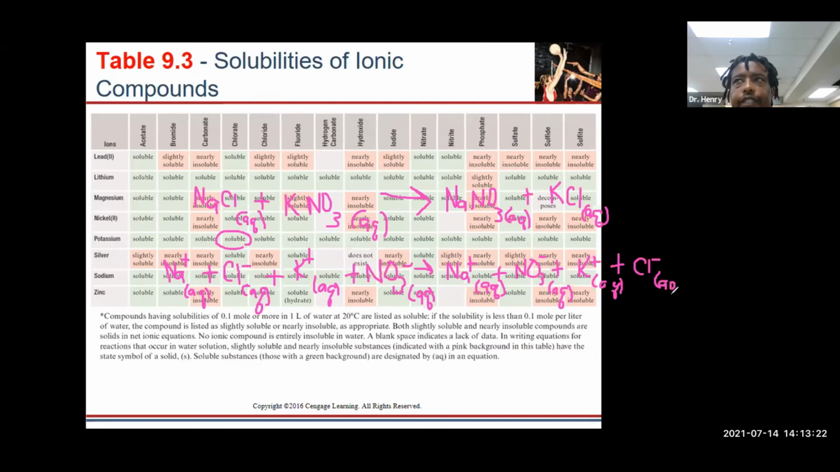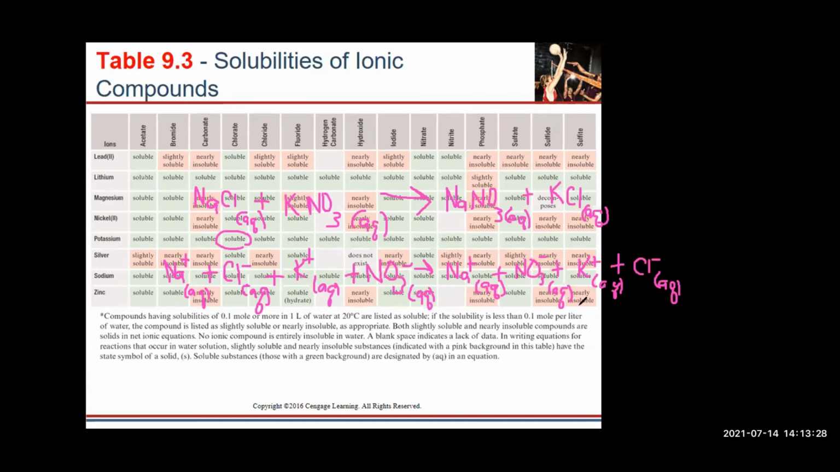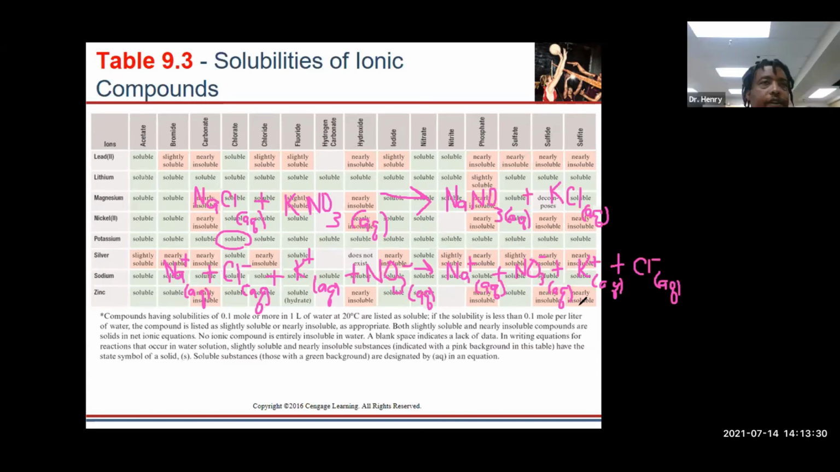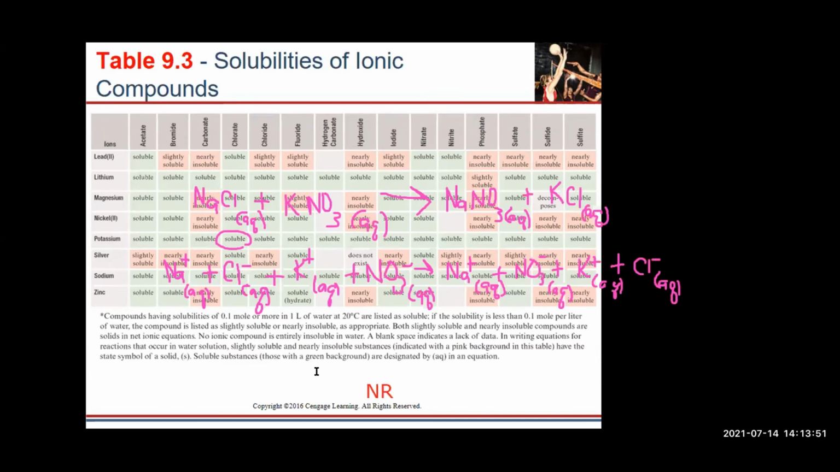Okay, so who are the spectators here? All of them. Anytime that everything is a spectator, that basically means there is not going to be a reaction that's going to occur. Everything is just going to stay in solution. So here you would just write no reaction, so you'd go NR. Okay, piece of cake? Good.